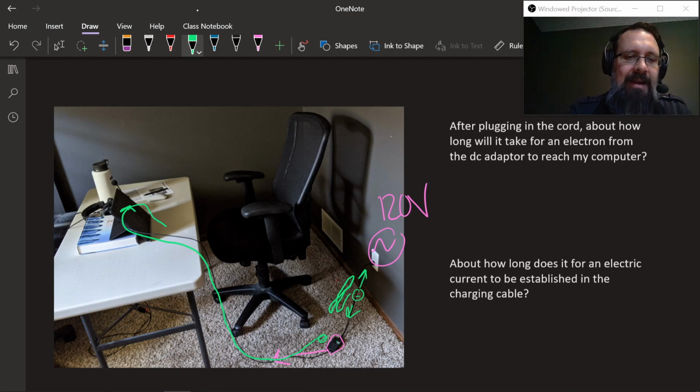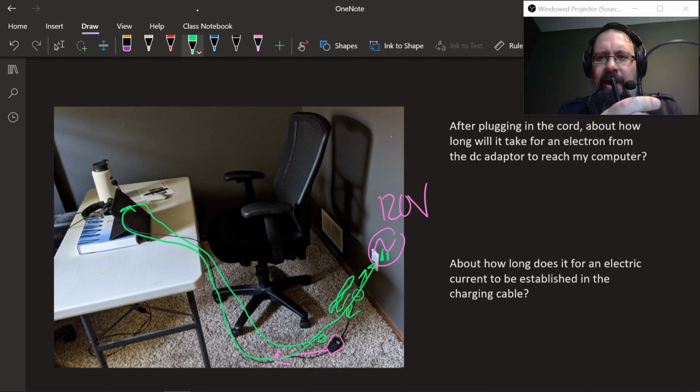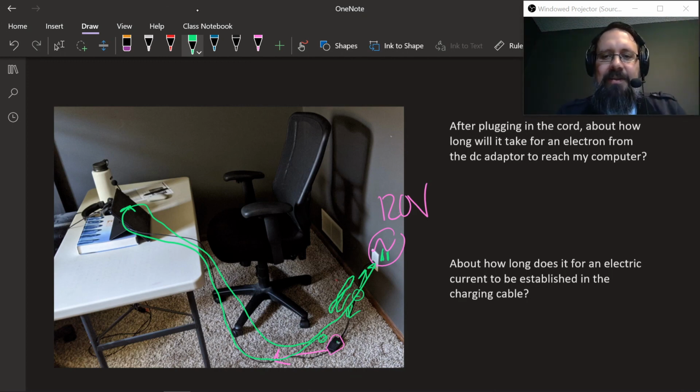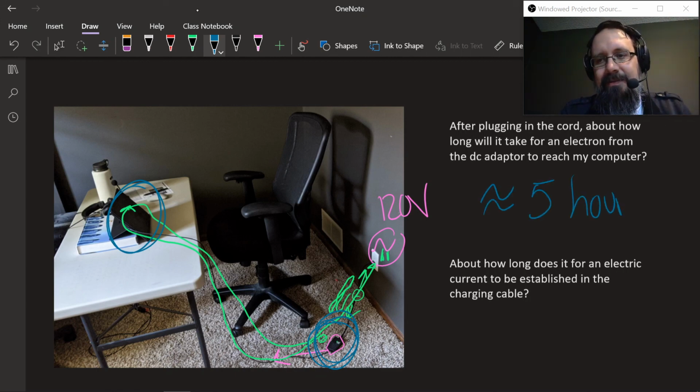And then it's going to flow back again, because there are actually two wires here. Remember how there are two prongs here. There's actually a double wire, which is something that people don't realize. You look at this wire and it looks like one wire, but it's actually two wires, one going one direction and one coming back again, because you need the voltage difference. So you have to have the two wires. Anyway, the time it takes for the electron to travel from the adapter to my computer is about 5 hours. Electrons travel really, really slowly.